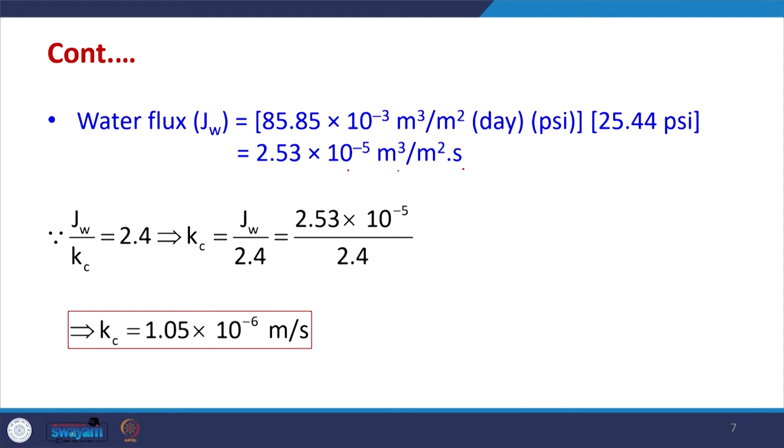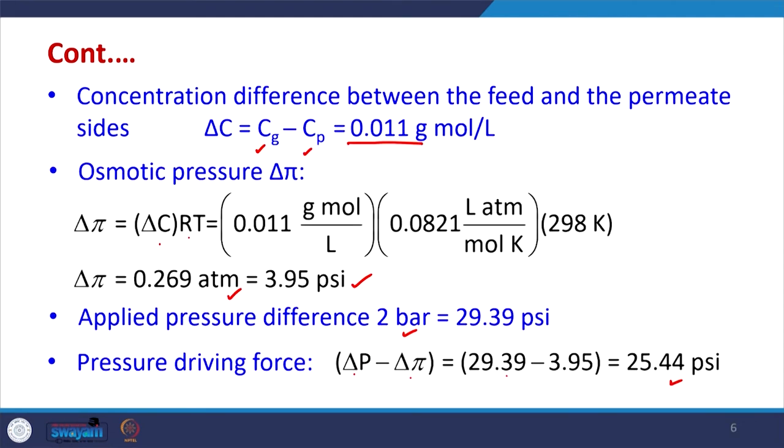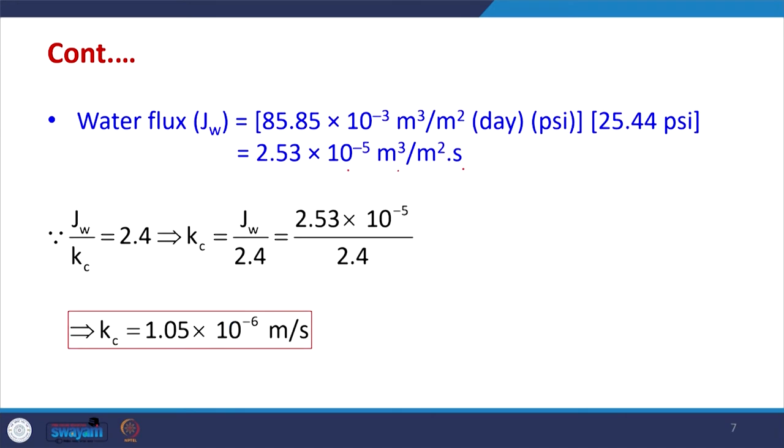Now, once this flux value is known, we can find out the value of Kc because Jw by Kc is 2.4, which we found earlier. From this data we can solve and find the Kc value, which is 1.05 into 10 raised to minus 6 meter per second. So, this data we have found out.